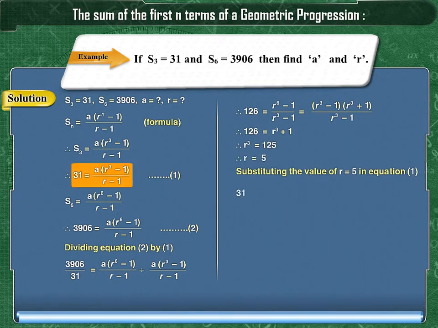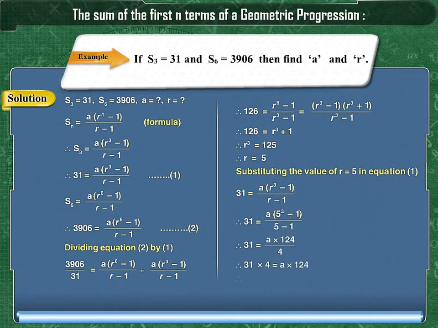Substituting the value of r is 5 in 31 is a into r raised to 3 minus 1 upon r minus 1, we get 31 is a into 5 raised to 3 minus 1 upon 5 minus 1. On simplifying, we get a is 1. Therefore, a is 1 and r is 5.